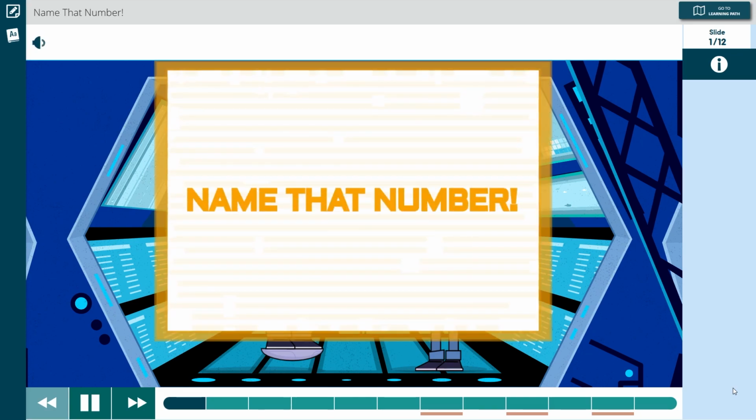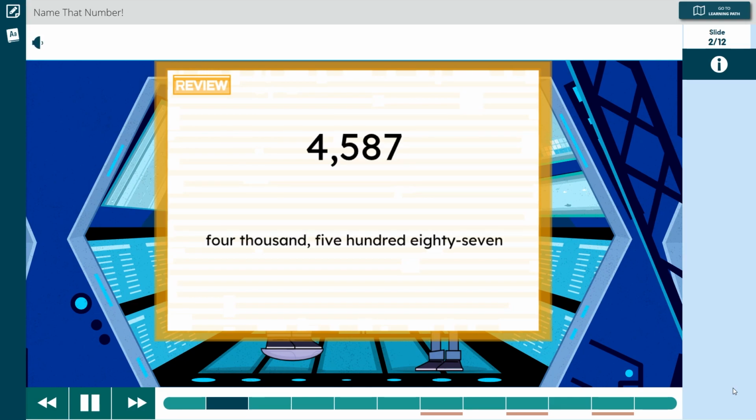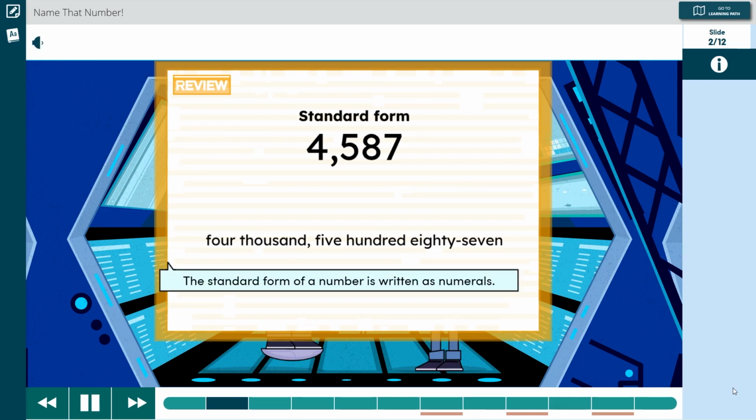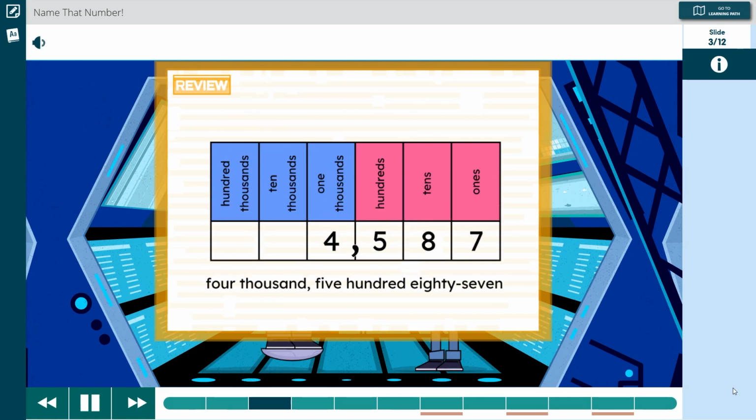This will be awesome! First, let's review the two number forms we will practice today. Good thinking. Nira, please show us the number 4,587 in standard form. Thanks, Nira. Now, please show us the same number in word form. The standard form of a number is written as numerals. The word form of a number is written as words. In both forms, the digit 4 is in the thousands place, the digit 5 is in the hundreds place, the digit 8 is in the tens place, and the digit 7 is in the ones place.